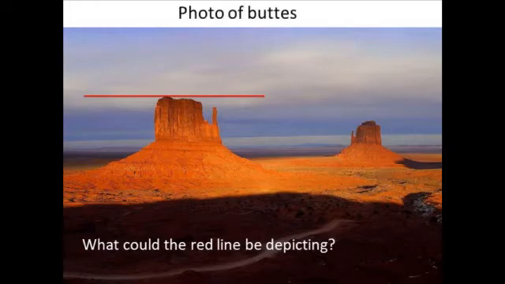So this is a photo of buttes. A butte is an isolated hill with steep sides and a flat top. It is similar to but narrower than a mesa. But as you can see in this picture, maybe because of erosion and deposition, its top is no longer flat.